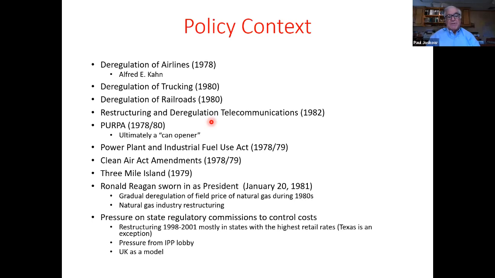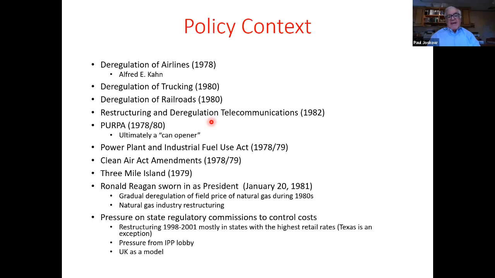I mentioned the Power Plant and Industrial Fuel Use Act. The Clean Air Act amendments of 1978 and 79 also placed new requirements for new source performance standards for new power plants. And then Ronald Reagan became president. The administration changed. He was sworn in on January 20th, 1981. And he was also a proponent of deregulation in his administration. However, he didn't have that much more to do. And he focused on deregulating the field price of natural gas, ending shortages, and actually reducing over time the price of natural gas, and supported the industry restructuring that took place during the 1980s as well, that unraveled the web of long-term contractual arrangements and restrictions on natural gas supplies.